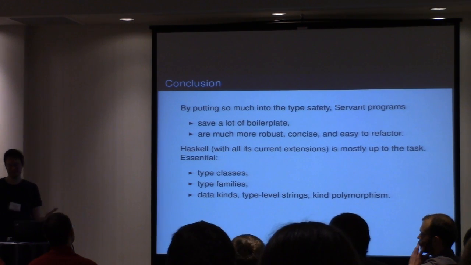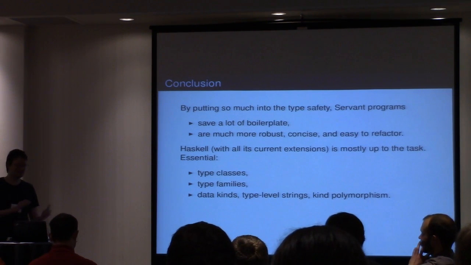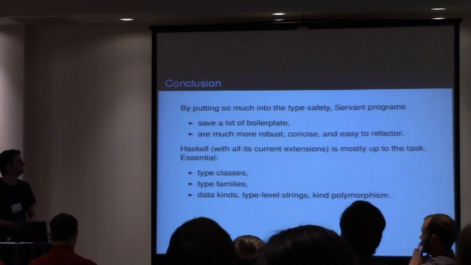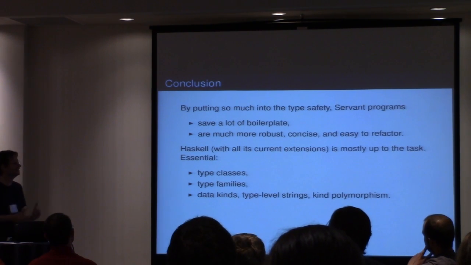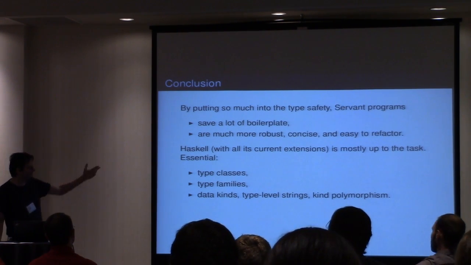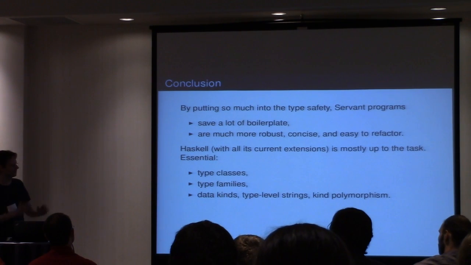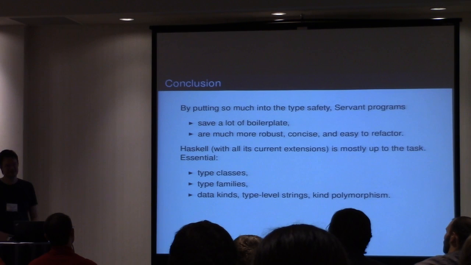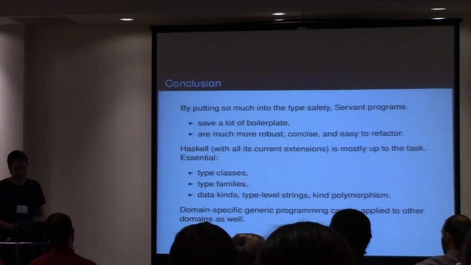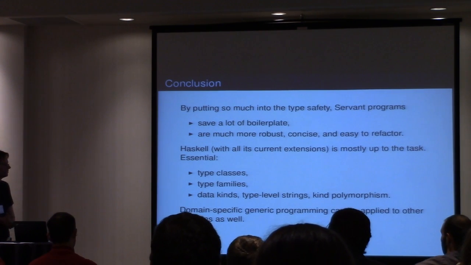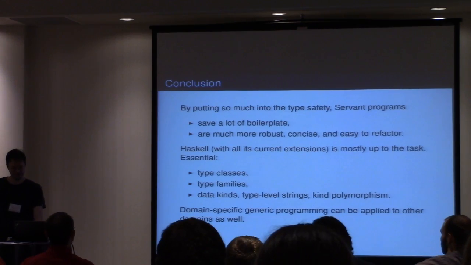So I don't find it particularly beautiful, I must admit myself. I mean, type level Haskell is cool, but it's not exactly beautiful, but still it's quite up to the task, and the essential features that we need are type classes, type families, and data kinds, type level strings, and kind polymorphism, this sort of stuff. But type classes are extremely essential because we need this extensibility. And this is something many dependently typed languages give us more power on the type system, but have less in terms of extensibility to offer. And this domain-specific generic programming technique can hopefully be applied to other domains as well.